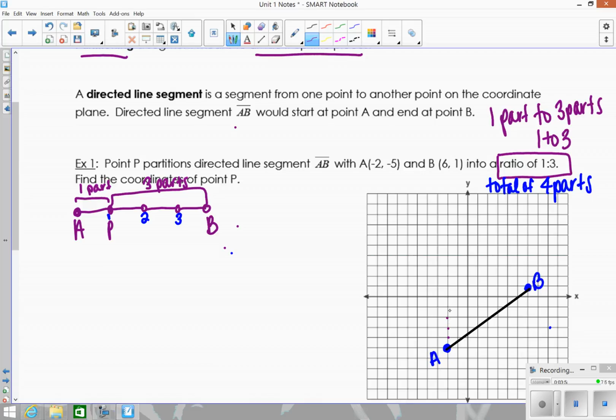I'm going to start by counting. 1, 2, 3, 4, 5, 6. So I'm going up 6, and then I went right, starting here, 1, 2, 3, 4, 5, 6, 7, 8. I'm dividing this by 4 because I need to break the segment up into 4 equal parts. So divide each of these by 4. That means you're going to go right 2 for each point. And 6 divided by 4 is going to be a decimal, which tells me I'm going to be going up 1.5, because it reduces down to 3/2.